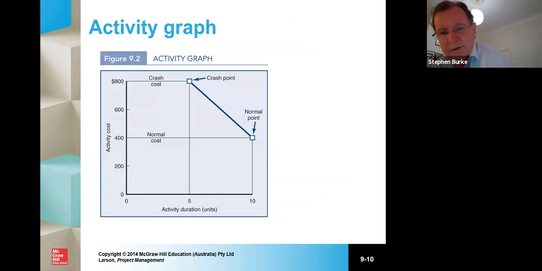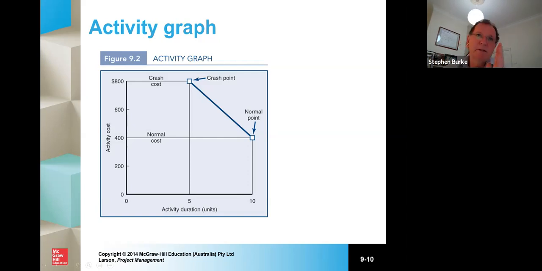And here's what it might look like on a graph. Here's an activity graph, and you see on the x-axis you have activity duration. In this instance, it's planned to be 10 units, but you need to crash it at 5. So you need to reduce what you're doing. So you can see here the normal cost at day 5 is $400, but the crash cost is $800. In other words, it costs twice as much to reduce the duration. And that's a nice relationship there. It's a factor of 100%.